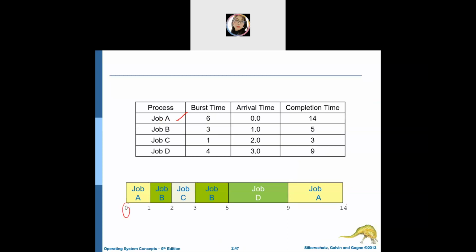Job A has 0 until 14, that's why you're going to do 14 minus 0. And then job B, you're going to have from 1 until 5. So altogether 1, 2, 3, 4, 5 completion time. For job C, you have only 2 until 3, so you're going to complete at 3. And job D will finish at 9, from 5 until 9. So this is the completion time for each task.